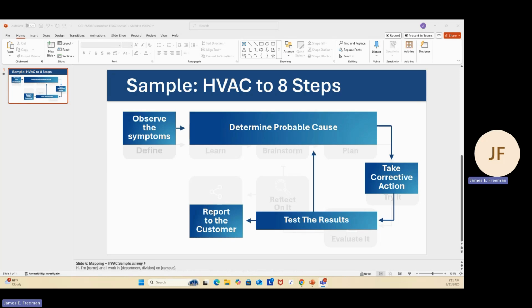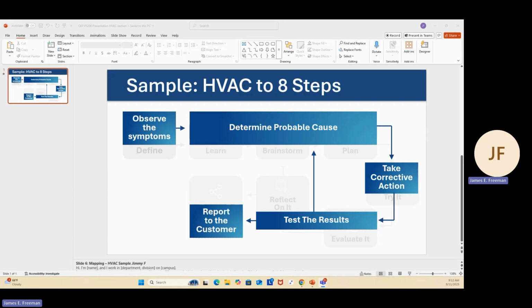So that's where we're going to take our corrective action. We're going to get our test instruments, our amp meters, our voltmeters, our meters that read resistance, and we are going to troubleshoot that circuit. Once we troubleshoot the circuit, then we are going to determine where we think the fault lies based on the information that our test instruments give us. We're going to take the corrective action, replace that component.